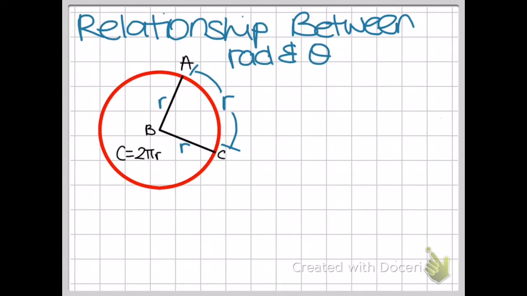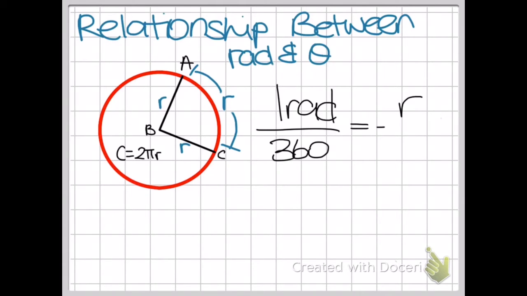Now we will look at the relationship between radians and degrees. Radians are used in trigonometric problems to substitute degrees. Angle ABC, which is 1 radian, over 360 degrees, equals the arc length AC, which is the radius, over the circumference of the circle, 2 pi r.